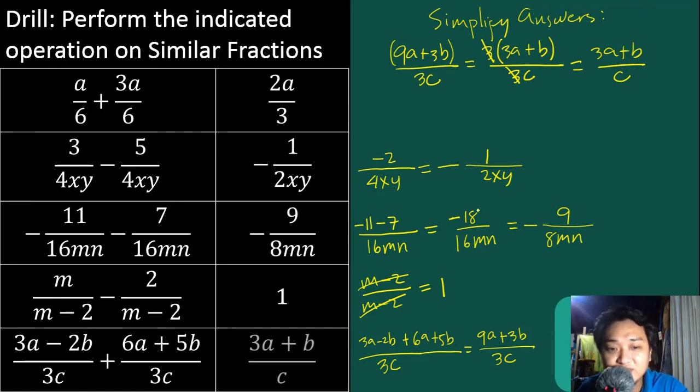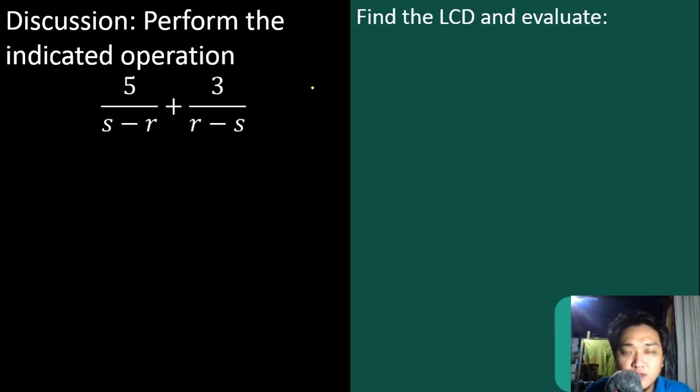Tingnan natin kung tama yung sagot natin. 3a plus b over c. Okay. So let us try to have one good example about addition of rational algebraic expressions. Let's say we have 5 over s minus r plus 3 over r minus s.